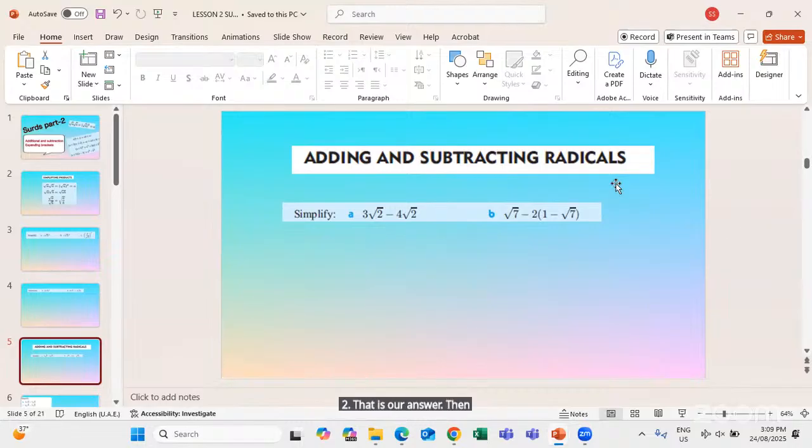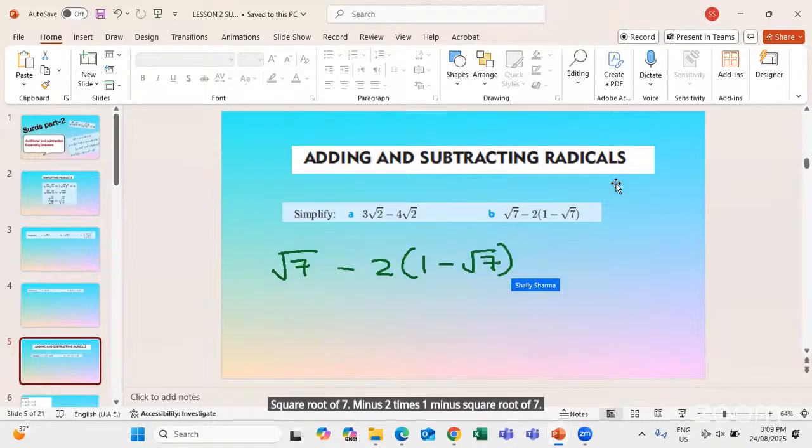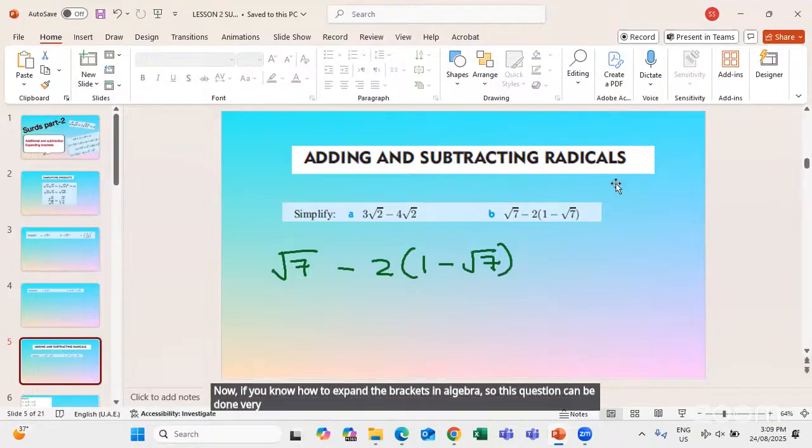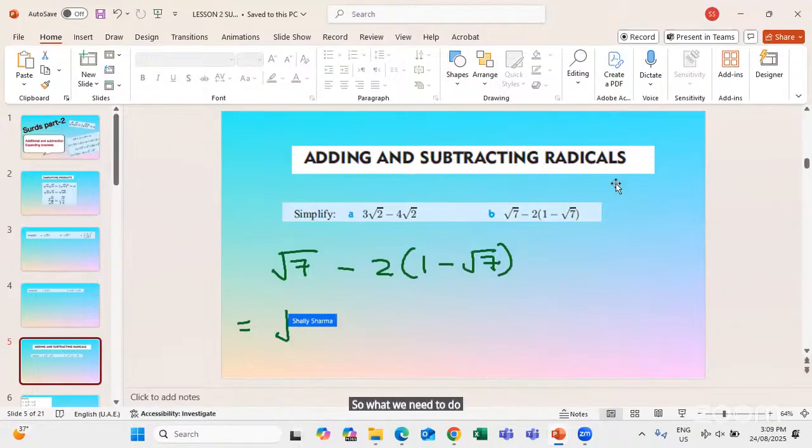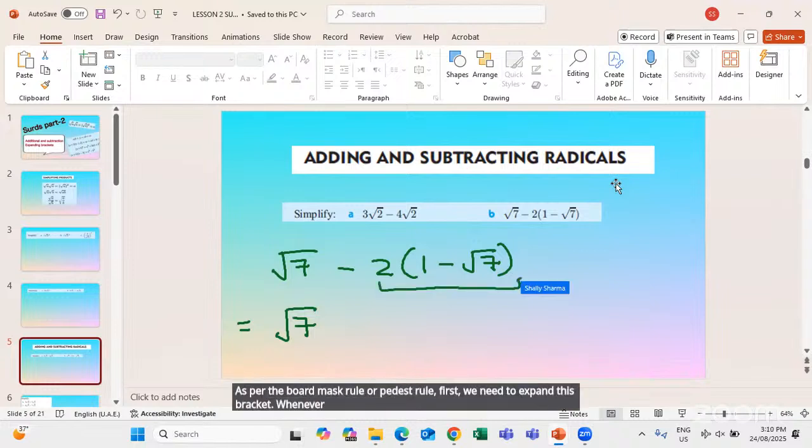Then we have the next question here. Square root of 7 minus 2 times (1 minus square root of 7). Now, if you know how to expand the brackets in algebra, this question can be done very easily. This is square root of 7. As per the BODMAS or PEDMAS rule, first we need to expand this bracket. Whenever you have a bracket in your question, you have to simplify that.